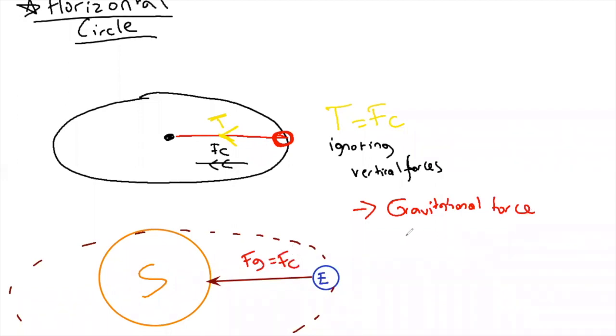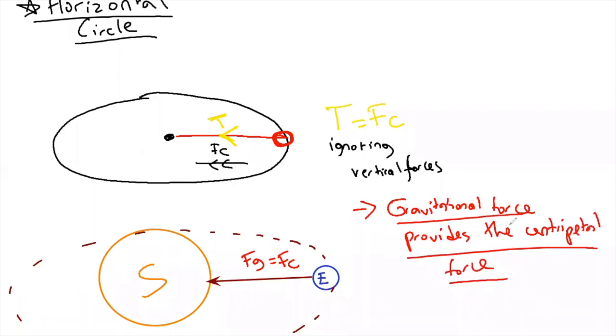Okay, so gravitational force provides the centripetal force. And on this one statement, a whole chapter lies ahead. So Fg is equal to Fc. So have you guys noted it down?